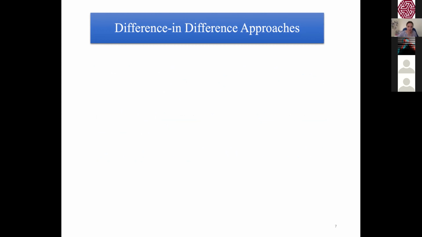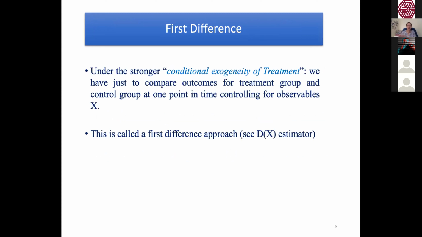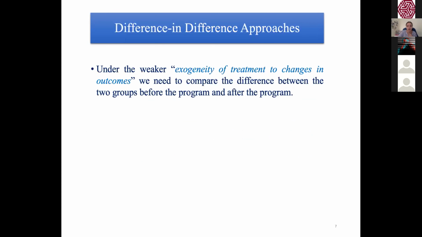So again, the difference approach is verified if we have the conditional exogeneity of treatment verified, and this means that you will only compare the outcome of your treatment group and your control group at one point of time, taking into consideration all the x's you consider. But this is not the case. For this, we have to compute the difference between the control and the treated at a given point of time after the implementation of the program, and the difference in outcome between both before the implementation of the program, and take the difference between these 2 differences. And this was the DD approach.